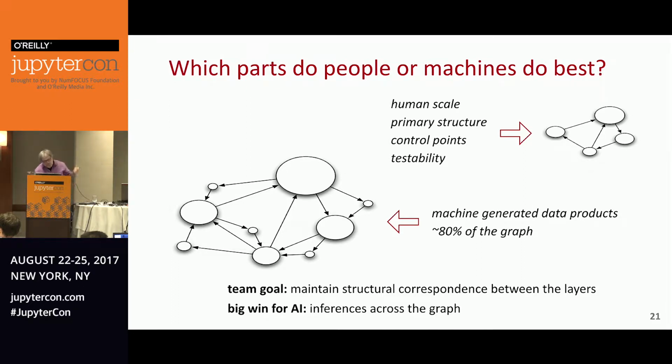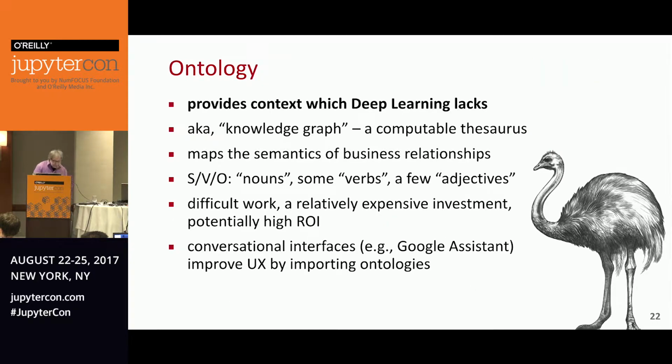And then the big win for us is to have a nice, large annotated graph and do inference across it. That's where the AI part of this really comes in. So ontology is something that deep learning doesn't give you. It really helps provide a lot of the context.